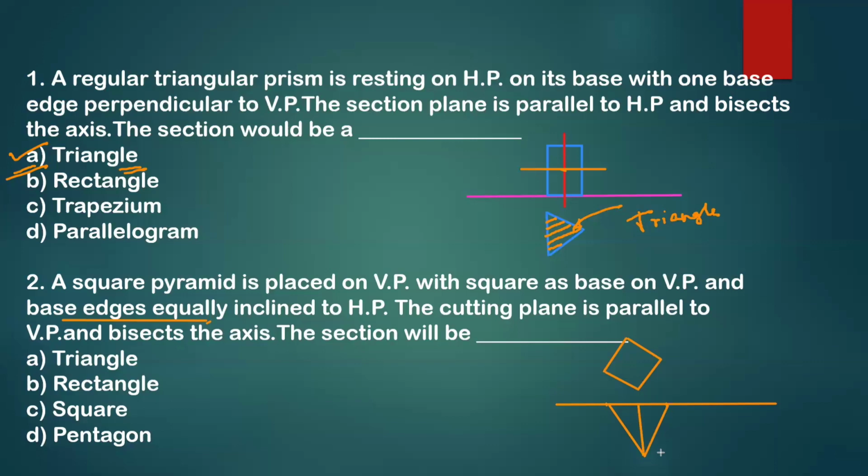Now the cutting plane in this case is parallel to VP. In the previous one, in the case of the triangular prism, the section plane was parallel to HP. Now here, the cutting plane is parallel to the VP, and if it bisects the axis, then whatever the section will be, which one out of these four options, we will check here.